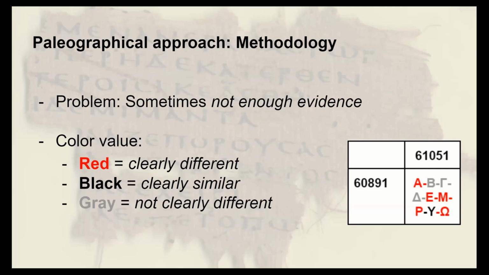And then I figured out a 3-term scale and gave them 3 colors, to try to bridge the gap between these little fragments. So in red, the letters that are clearly different, where we have enough evidence to say they are different. In black, the letters where we have enough evidence to say they are clearly similar between two papyri. And in gray, the letters where we do not have the evidence to say they are clearly different. They could be similar and written by the same scribe. So in a comparison of two papyri, we would have this kind of table.